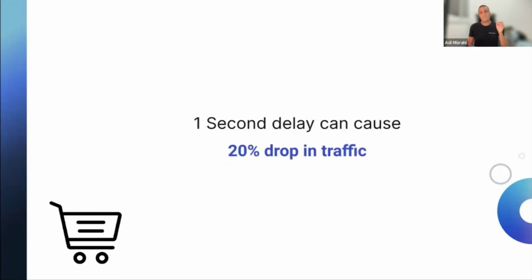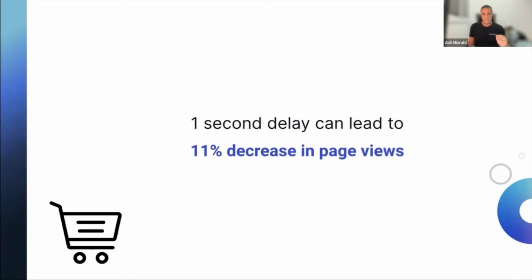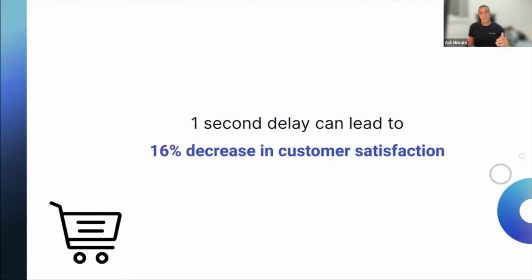And there are more reasons for that, because a 1 second delay can cause a 20% drop in traffic. Another one, a 1 second delay can lead to an 11% decrease in page views. Page views are the number of pages that users see in your app. The less they see, the less likely they are to turn into paying users. So we need to increase the page views, not decrease them. And another one, a 1 second delay can lead to a 16% decrease in customer satisfaction.